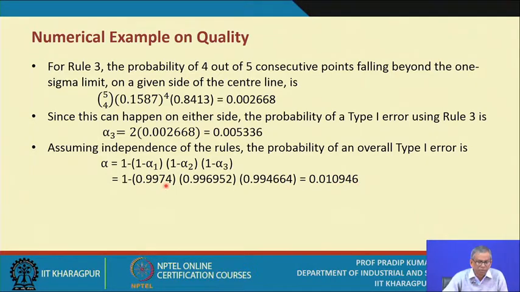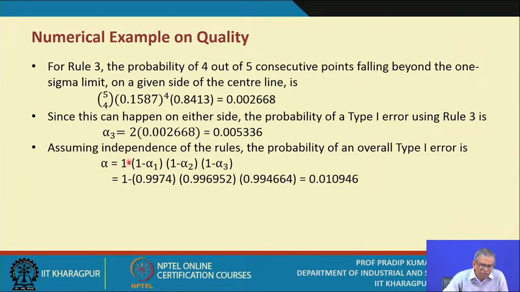Is it okay? What is this probability, 1 minus alpha 1? That means the point will not be falling. What is the probability that this error will not be made? What is the probability that the second type of error will not be made? What is the probability that the third type of error also will not be made? And all three are independent, so obviously it is a product term.